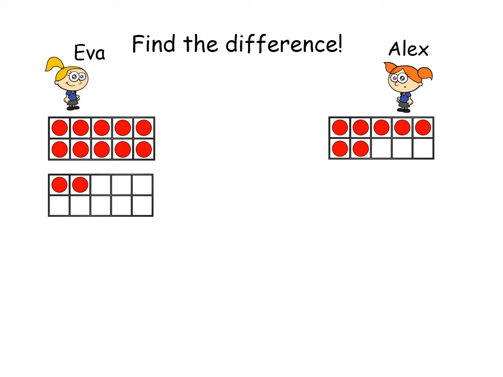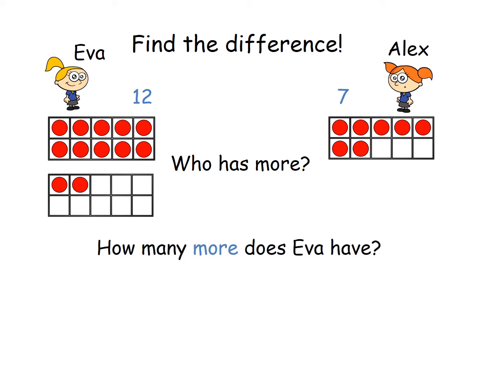This time we have the counters in a tens frame to help us see the numbers. So how many does Ava have? And how many does Alex have? And again, I want to know who has more, so I'm finding the difference between the two amounts. So Ava has her 12 counters, Alex has her 7 counters, and how many more does Ava have than Alex?